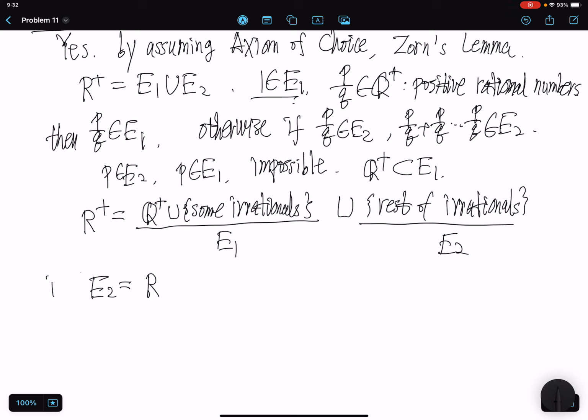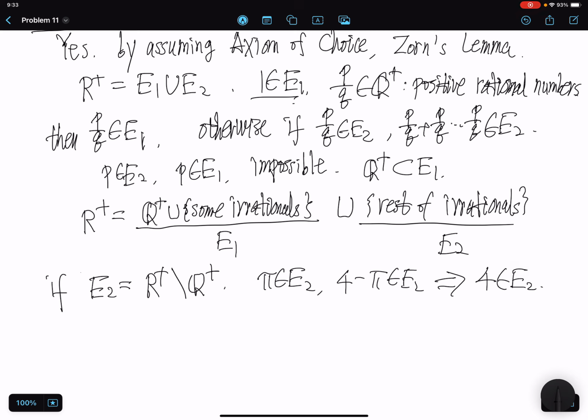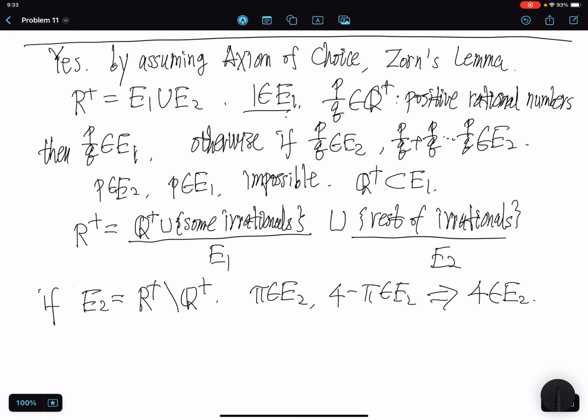So if E2 is the irrationals, E2 is not closed under addition. For example, if pi is in E2, then 4 minus pi is also in E2, but the sum is 4, which means 4 is in E2, which is impossible, right? So E2 cannot be the entire set of irrationals. Okay, now how do we find this E2?